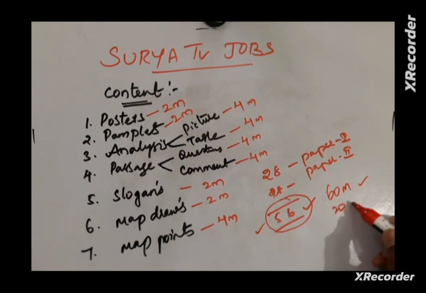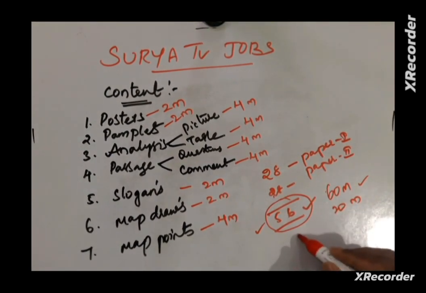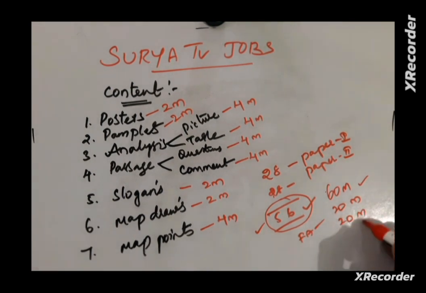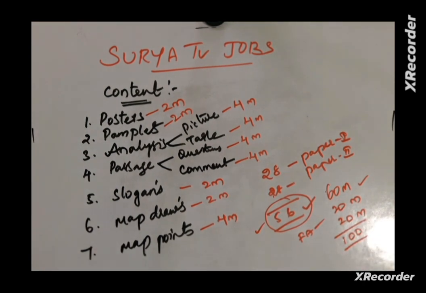Now, 20 marks are allotted as FA marks by your teachers, and the other 20 marks will come from your question and answers, as well as the objective point of view. So a total of 100 marks will be allotted for this.